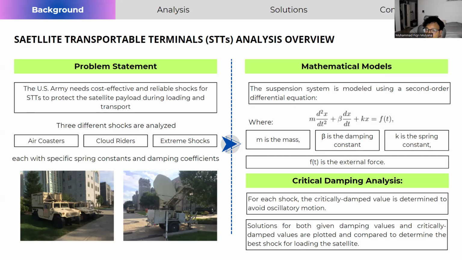The next one is the critical damping analysis. For each shock, the critical damping value is determined to avoid oscillatory motion. The solutions for both the given damping values and the critically damped values are plotted and compared to determine the best shock for loading the satellites.